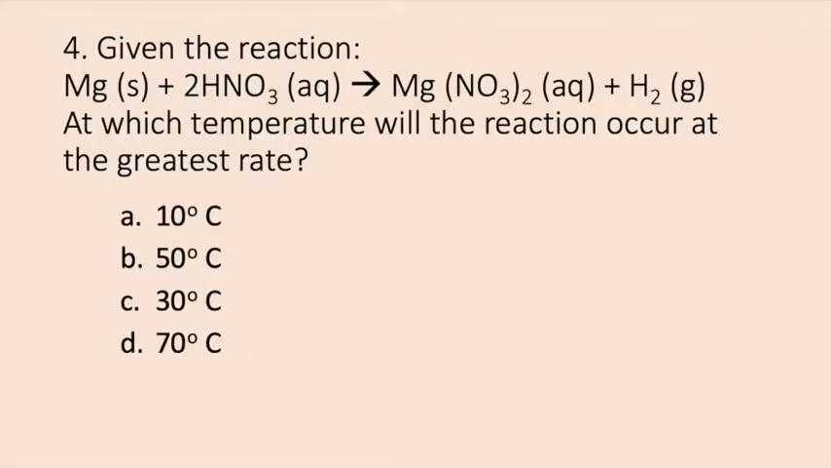Number 4, given the reaction below, magnesium, and then we got a compound there with hydrogen, nitrogen, and oxygen. And then the product side, strangely, has magnesium, and now it's bonded to nitrogen and oxygen, and we have hydrogen by itself. So you might remember this as a single replacement reaction, where we have one element by itself at the start, magnesium, and then magnesium actually is bound to a different element, or in this case, a different compound, and we're left with a different element by itself. So this is a single replacement reaction.